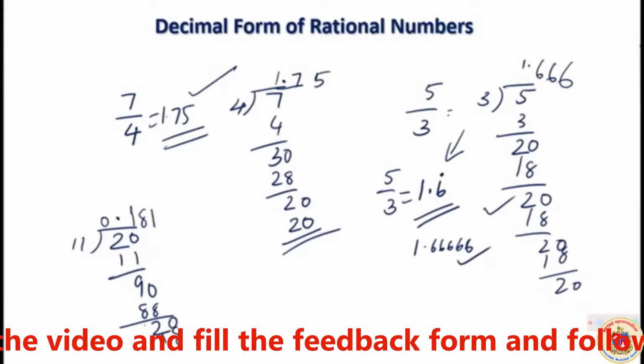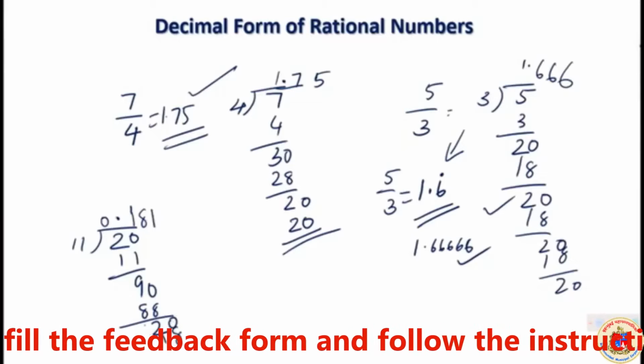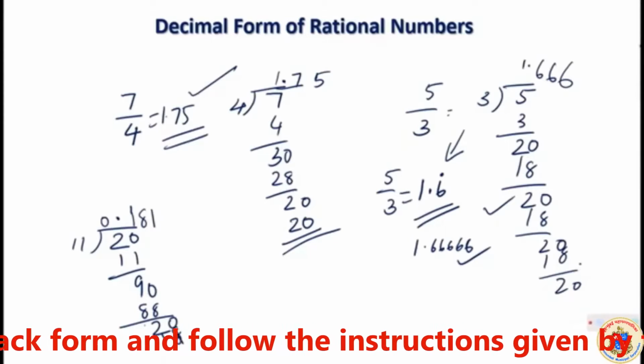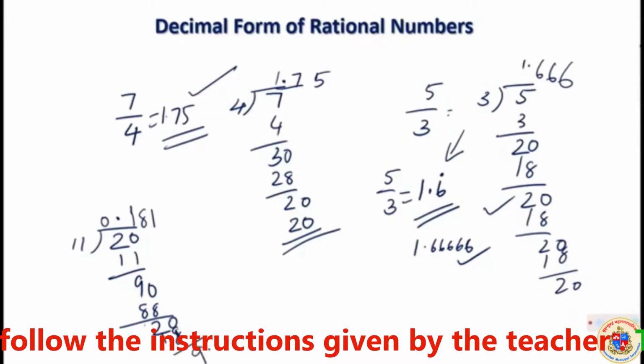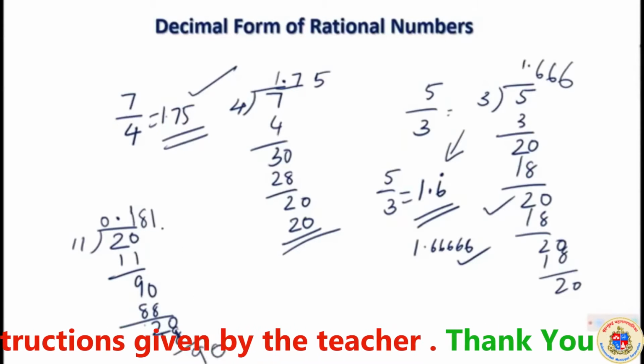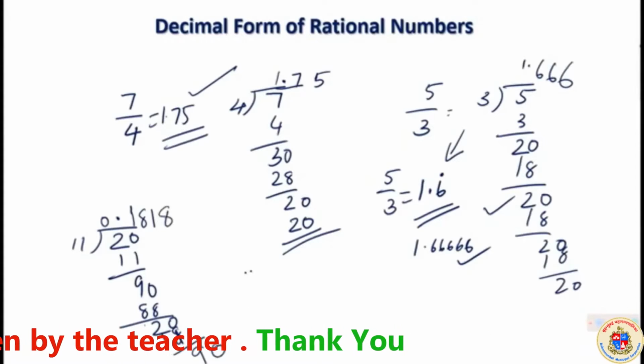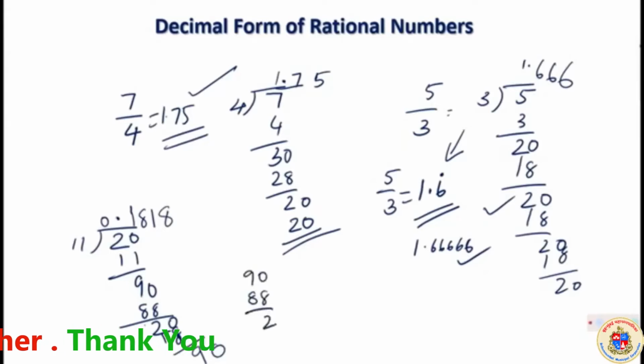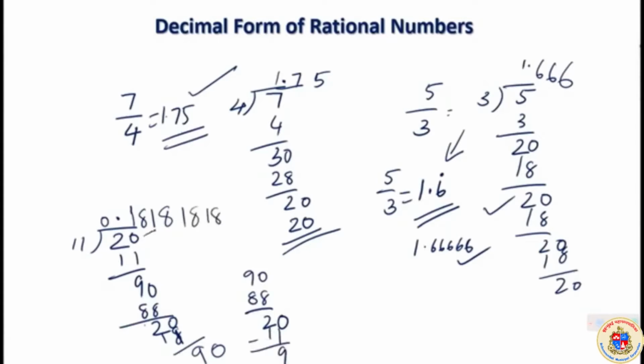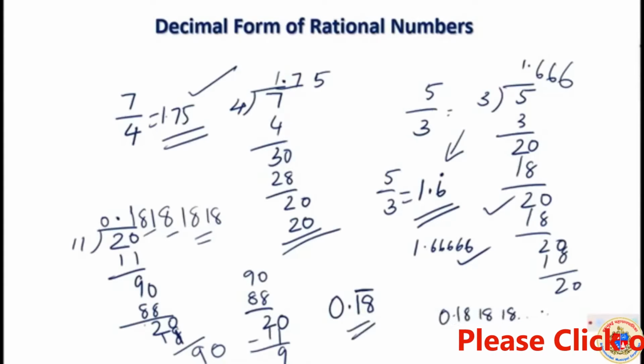Will the story repeat? Sorry, it will become 11 here. When it becomes 11 here, 9 balance. 90 here. When 90 comes, you have to write 8, so 88 comes under 90. Then 2, 20, 11, 1. Again 9 balance. It will go on like this, meaning the two numbers are repeated. So how will you write the answer? You have to write the answer like this: 0.18, then put a bar on top once. It tells us that the answer is 0.181818, and you can keep saying it as long as you want.